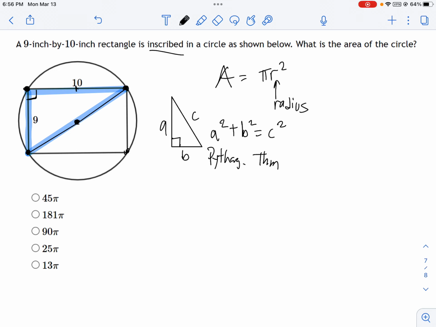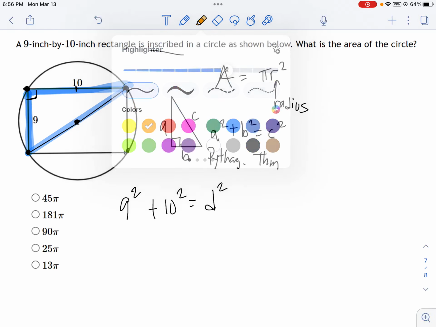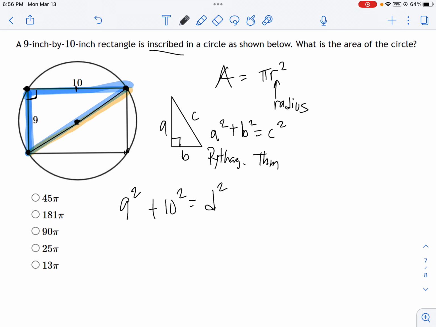Alright, so that means that now we have our two legs, right? We have legs 9 and 10. So we take leg squared plus leg squared equals our hypotenuse, I'm going to call d squared. And the reason why I'm calling it d is because that is the diameter of our circle as well, right? That doubles down as the diameter. So that would be 81 plus 100 equals d squared. 81 plus 100 is 181 equals d squared.